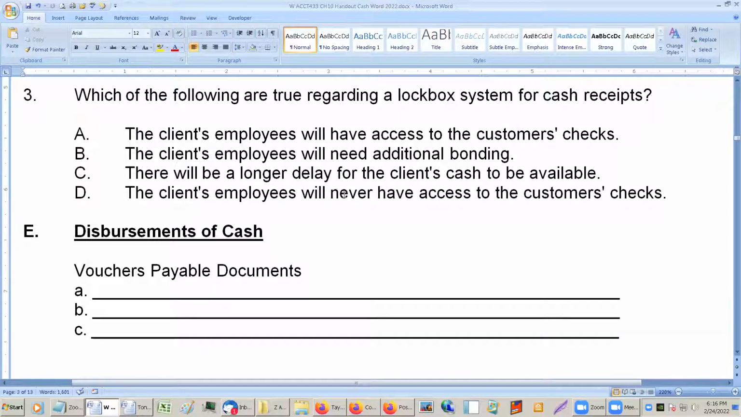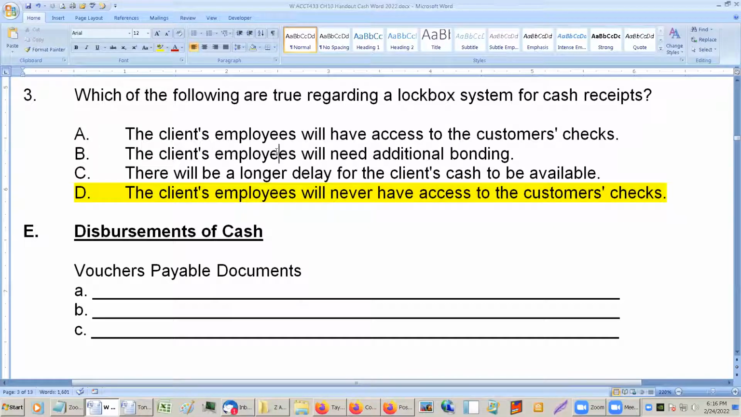Which of the following are true regarding a lockbox system for cash receipts? E. Yeah, the employees will never have access to the cash. So all the rest of these, the clients always will have access to customer checks.